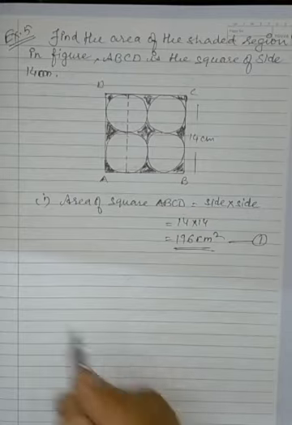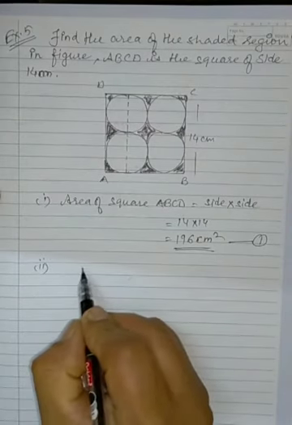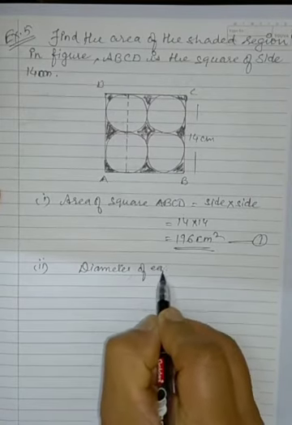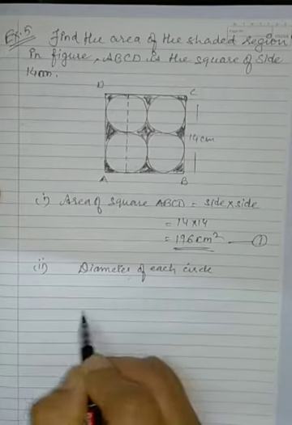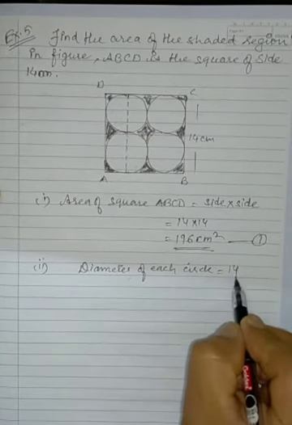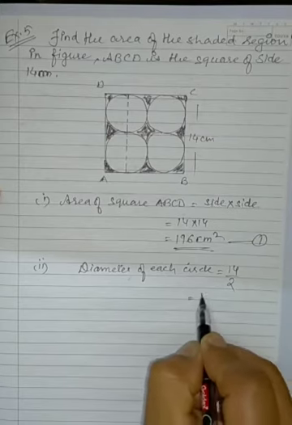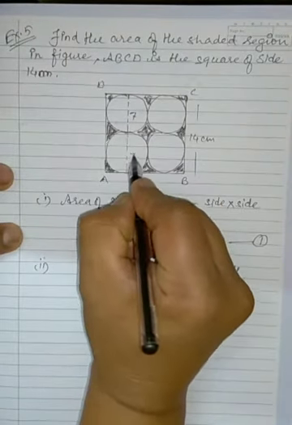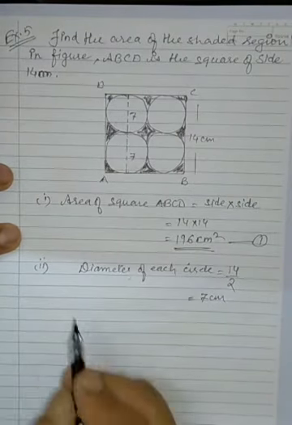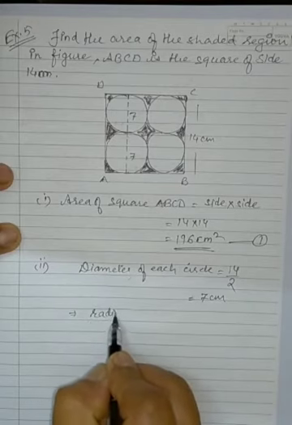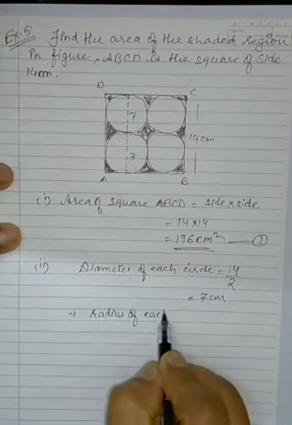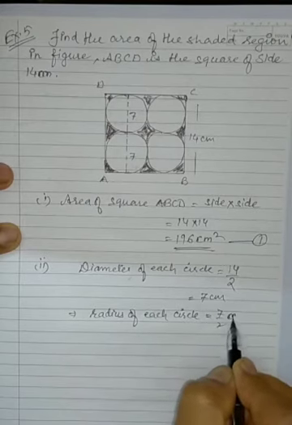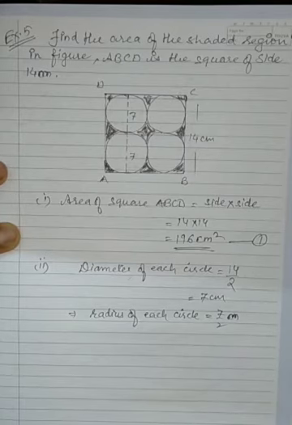Okay. So in the second part, diameter of each circle is equal to the side 14 upon 2, which is 7 centimeter. So 7 centimeter is the diameter of each circle. That means radius of each circle will be equal to 7 upon 2 centimeter, half of the diameter.